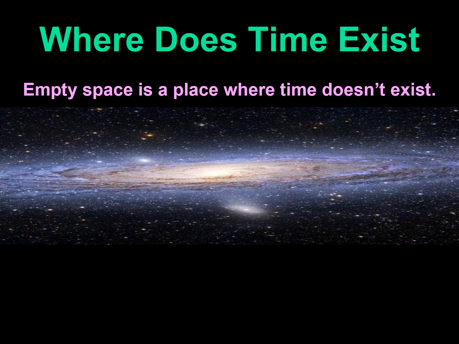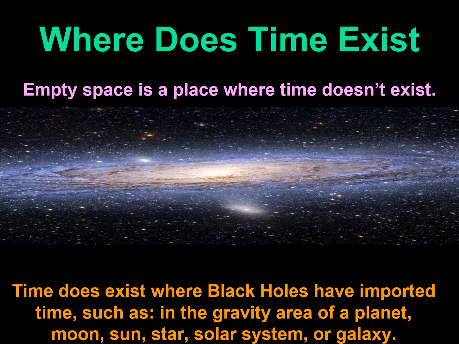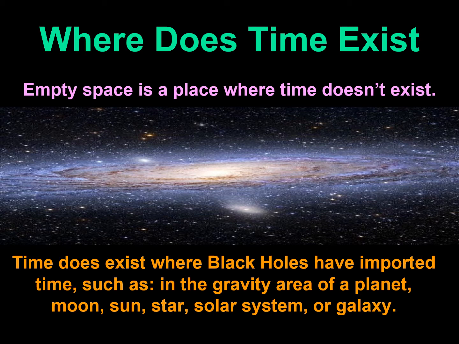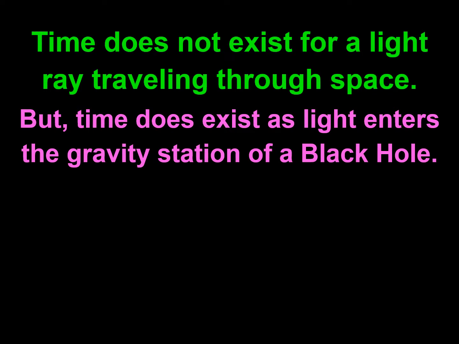Where does time exist? Empty space is a place where time doesn't exist, but time does exist where black holes have imported time, such as in the gravity area of a planet, moon, sun, star, solar system, or galaxy. Time does not exist for a light ray traveling through space, but time does exist as light enters the gravity station of a black hole.